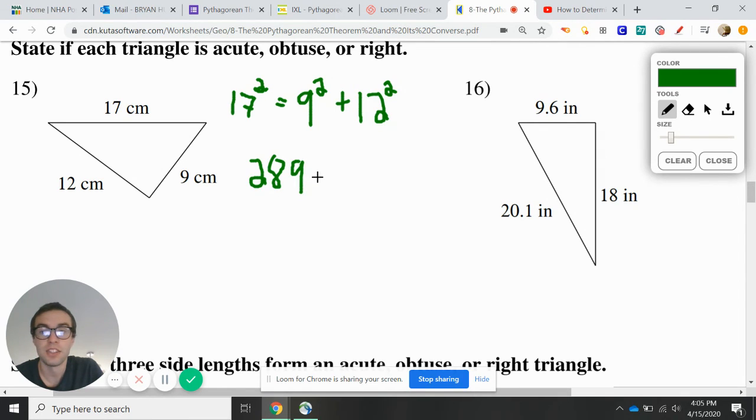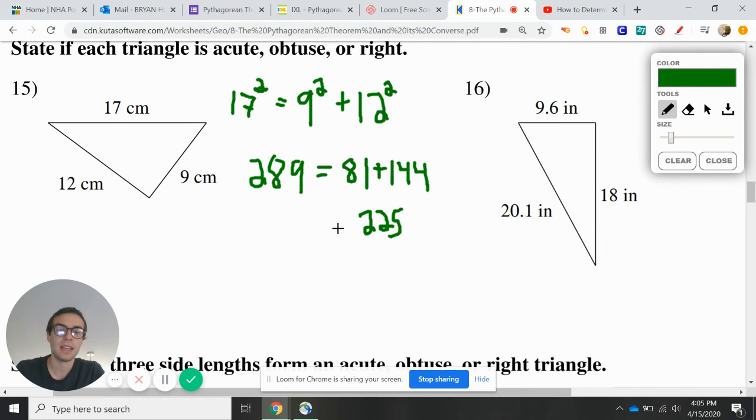And then does it equal 81 plus 144? Well, 81 plus 144 is 225. And it is not equal, right? So this 289 is my c squared.